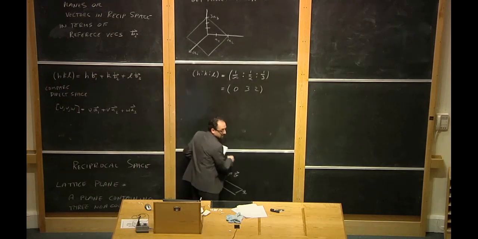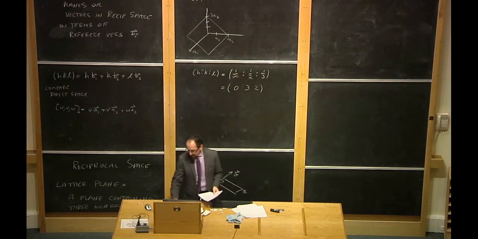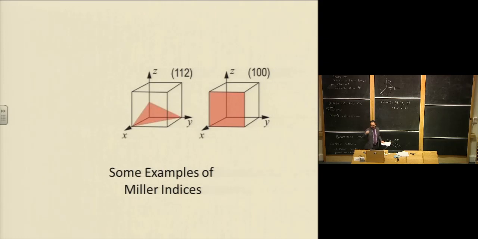Okay? So let me show you a couple examples of this. Here's a set of Miller indices that are 1, 0, 0 because it intersects x at 1 and doesn't intersect z or y. Here's one that's 1, 1, 2 because it intersects x at 1, y at 1, and z at 1/2. The reciprocal of 1/2 is 2, so it's 1, 1, 2.